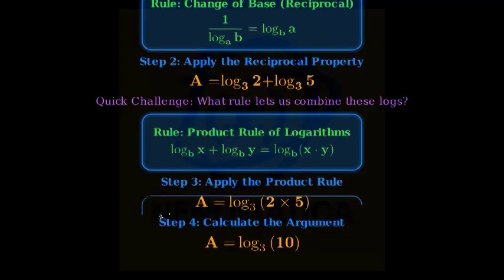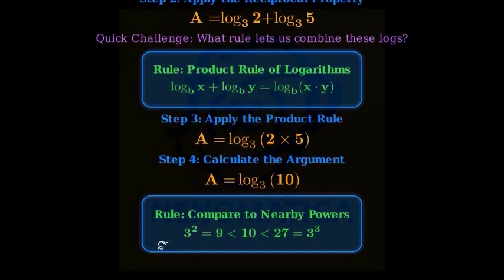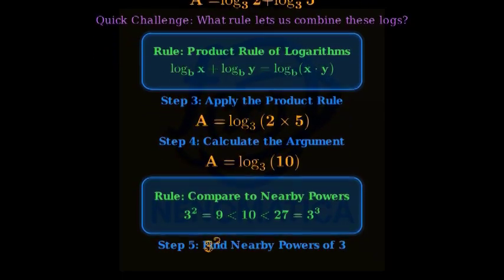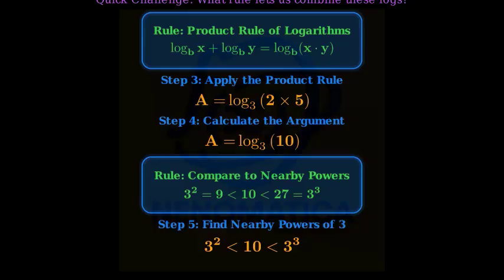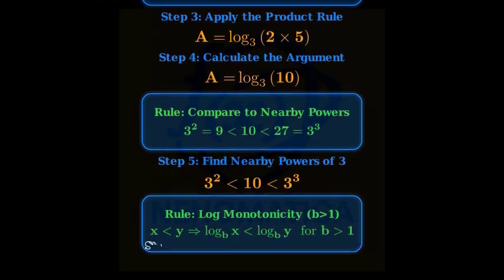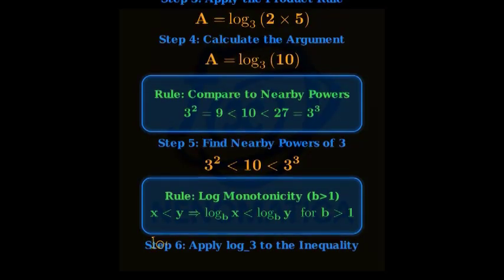We bracket 10 between nearby powers of 3. Then write the inequality. Because the base 3 logarithm is increasing, we can take log base 3 of each part without changing inequality directions. Apply it. Simplify the ends using log base 3 of nearby powers of 3.